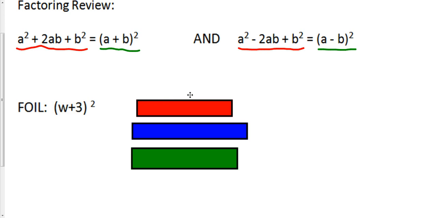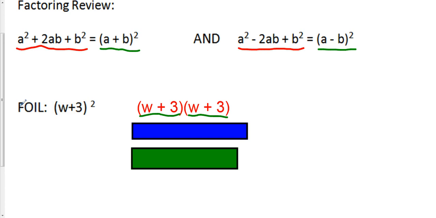So let's try foiling this one. For one, it does look like this one, a plus b squared, only a is w and b is 3. But instead of using that shortcut, let's first check it with foiling. So what this is saying, w plus 3 squared means w plus 3 times another w plus 3. You'll notice there's two of them, w plus 3 right here times itself right here.